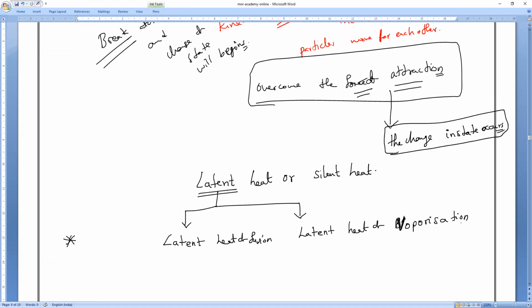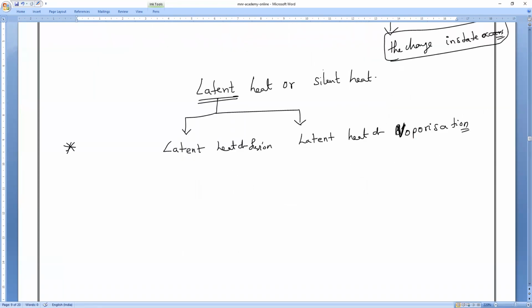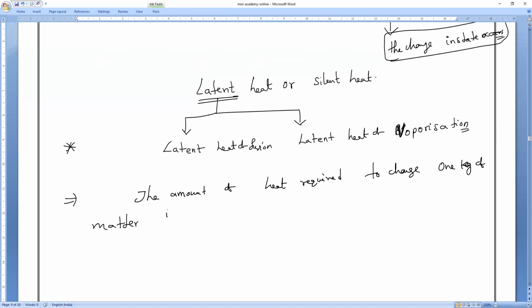Shall we start now, everybody? First we'll learn what is latent heat, and then latent heat of fusion and latent heat of evaporation. Is it okay, guys? First, latent heat: the amount of heat required to change 1 kg of matter into another state, without changing its what?